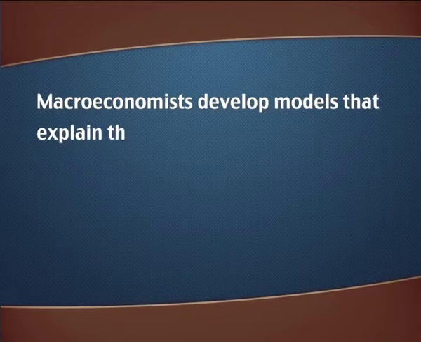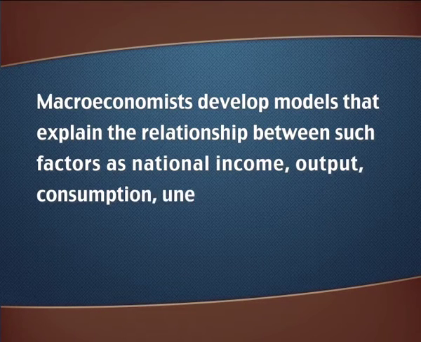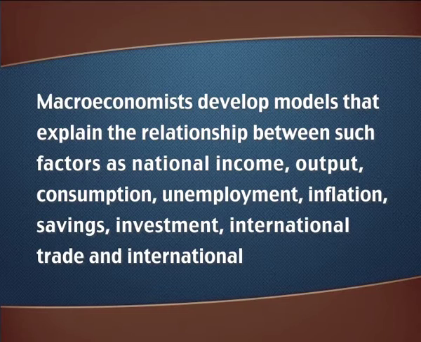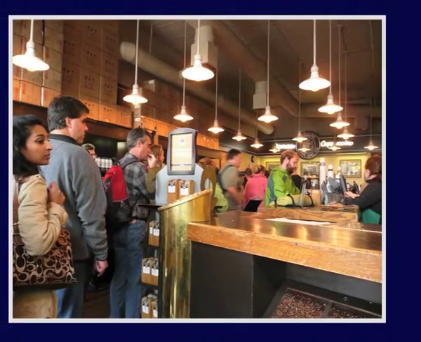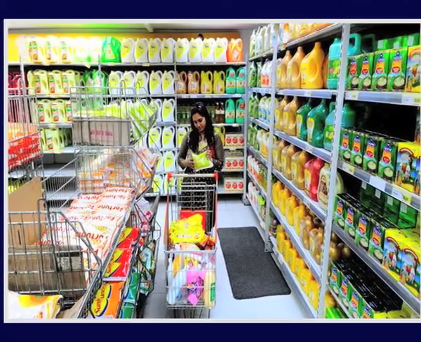Macroeconomists study aggregated indicators such as GDP, unemployment rates, and price indicators to understand how the whole economy functions. Macroeconomists develop models that explain the relationship between such factors as national income, output, consumption, unemployment, inflation, savings, investment, international trade, and international finance. In contrast, microeconomics primarily focuses on the action of individual agents such as firms and consumers and how their behavior determines prices and quantities in specific markets.